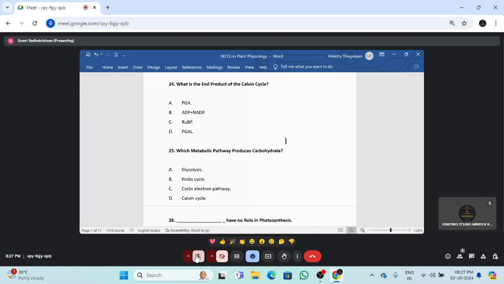Phosphoribulokinase phosphorylates RuP into ribulose biphosphate, or ribulose 1,5-biphosphate, completing the Calvin cycle. So option C is the correct answer.